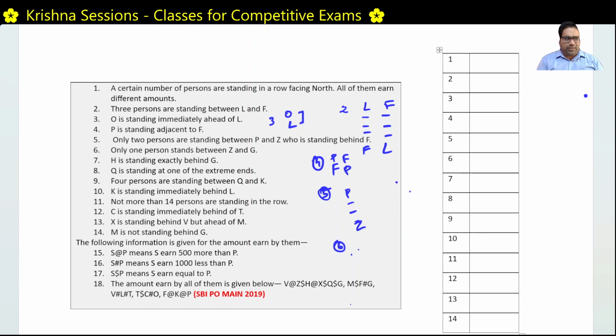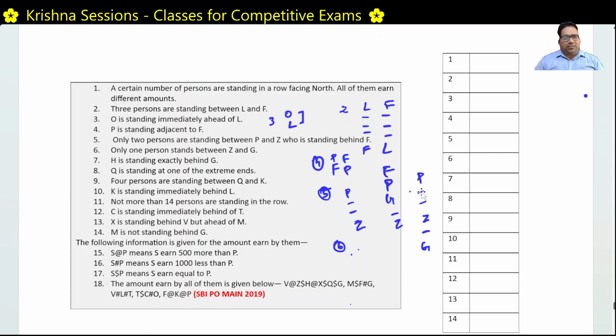So let's rewrite them separately. P G space Z, or P double space Z space G. These are the two possibilities with G. Only one person stands between Z and G. Because P and Z, this condition is fixed, then G either has to sit here or here. But if G is sitting here, then F has to mandatorily sit here only, because P has to sit adjacent to F.